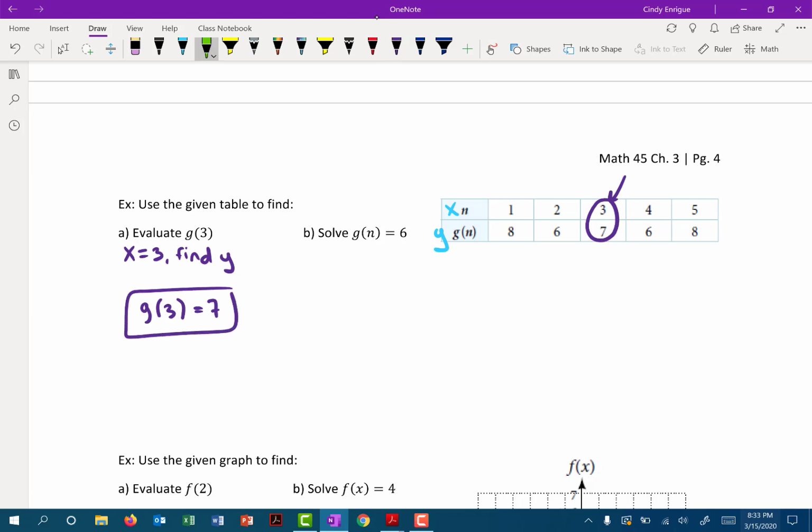Now, this part B, it's saying that y is equal to 6. So I need to find the possible x values. Well, I have it here and here. So I'm actually going to have two answers. I'm going to say that x is equal to 2 and x is equal to 4.